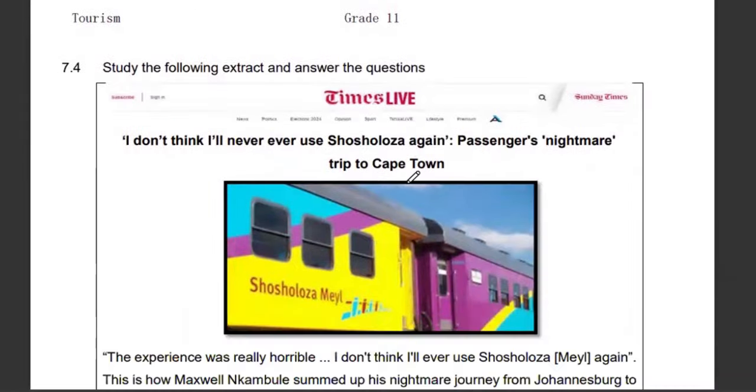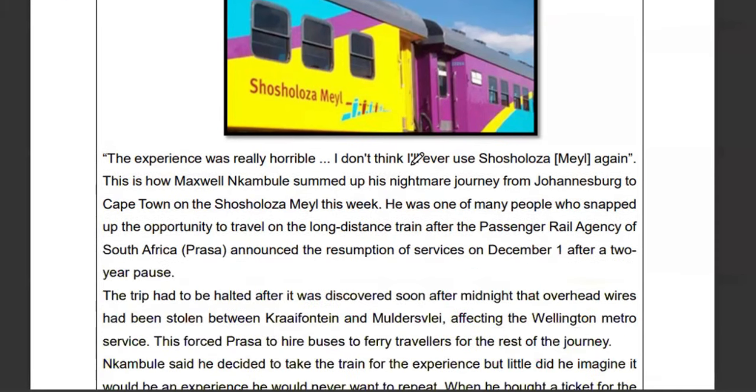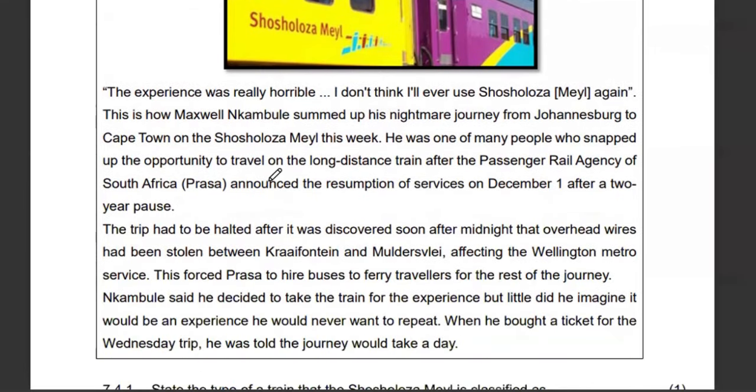Study the following extracts and answer the following questions. I don't think I'll ever use the Shosholoza again. Passengers' nightmare trip to Cape Town. The experience was really horrible. I don't think I will ever use the Shosholoza Mail again. This is how Maxwell Nkambule summed up his night journey from Johannesburg to Cape Town on the Shosholoza Mail this week. He was one of the many people who snapped up the opportunity to travel on the long-distance train after PRASA announced the resumption of services on December 1 after a 2-year pause.